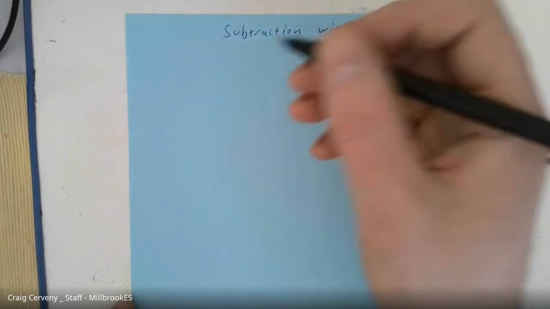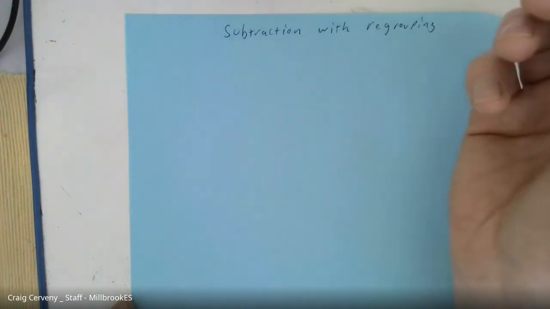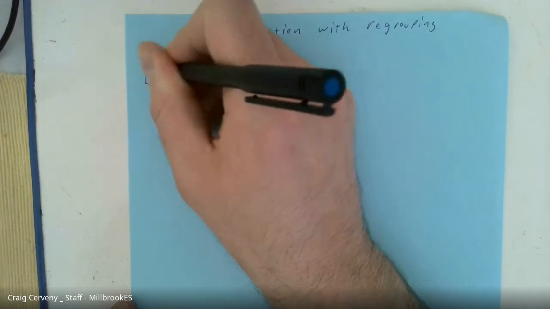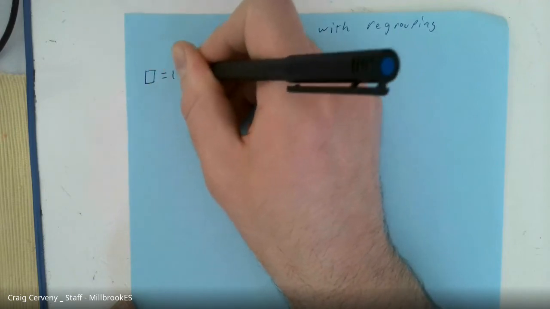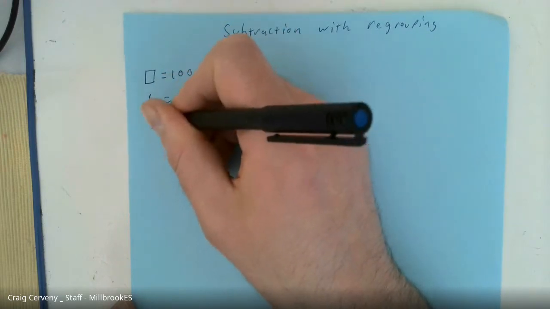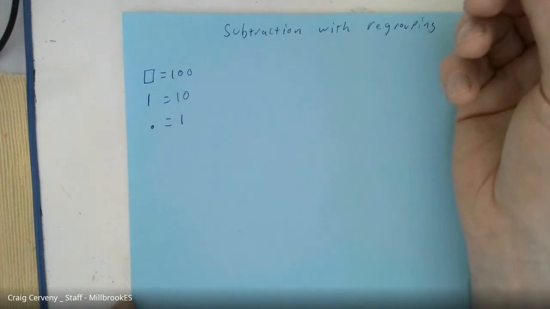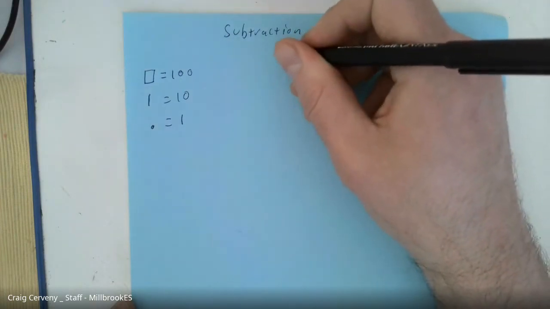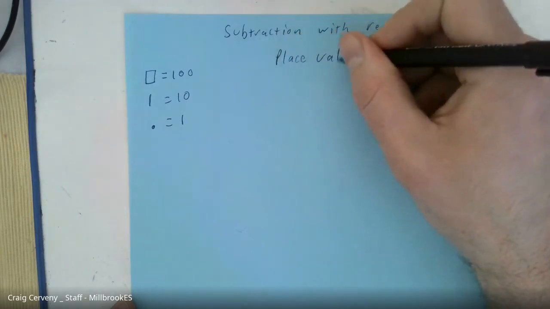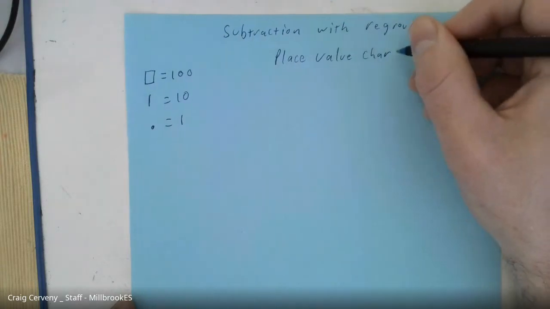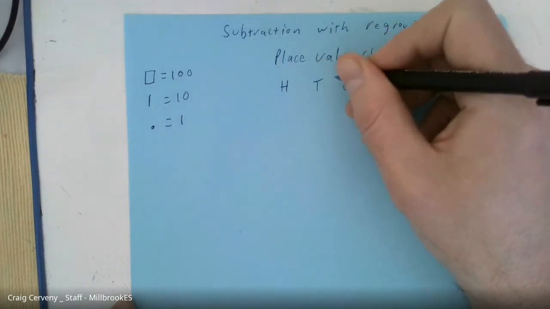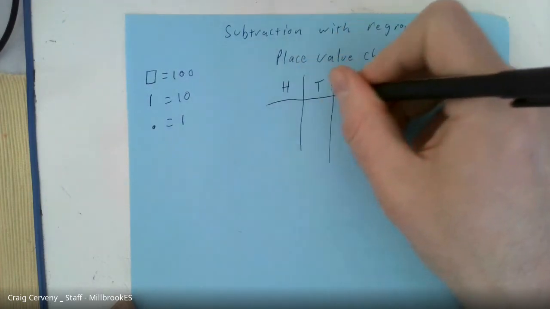First, I just want to review that we're going to be using the base 10 drawings. That block equals 100. There's a 10 stick that equals 10. And then we have our bit, or 1 unit, which is 1. We're going to be drawing out a place value chart to help us. It could have hundreds, tens, and ones on it. It looks something like this.